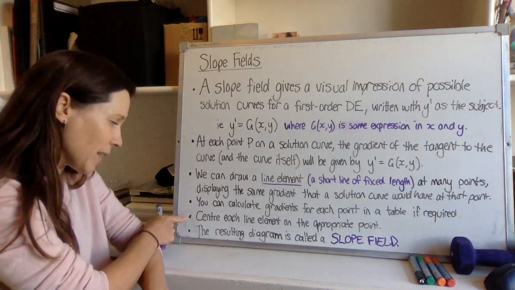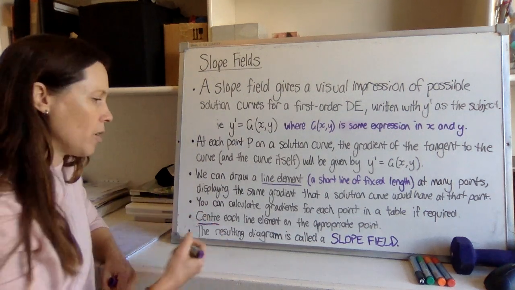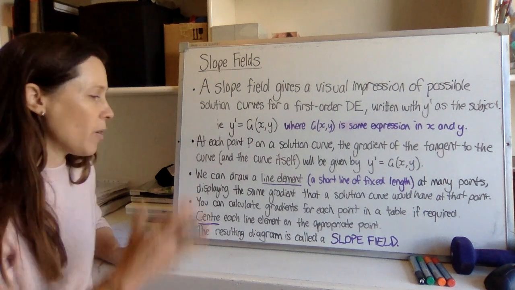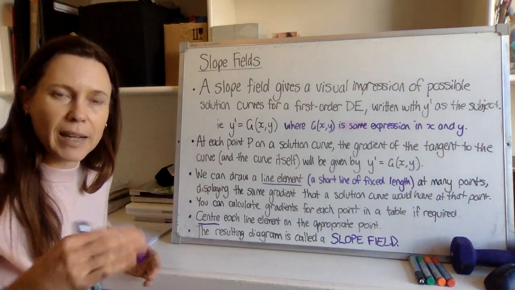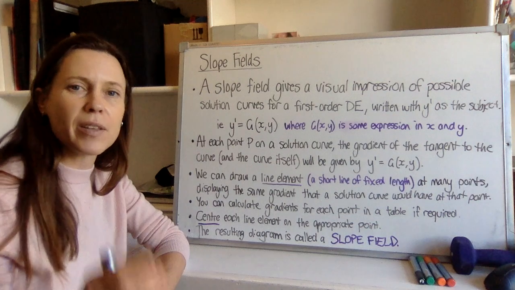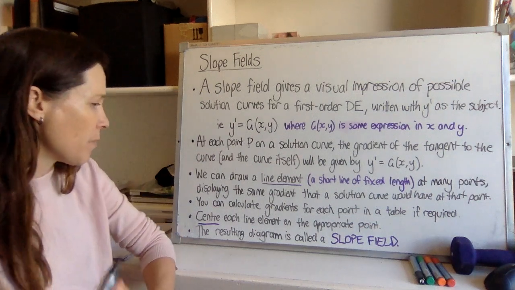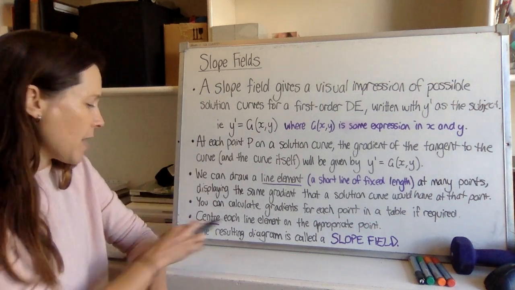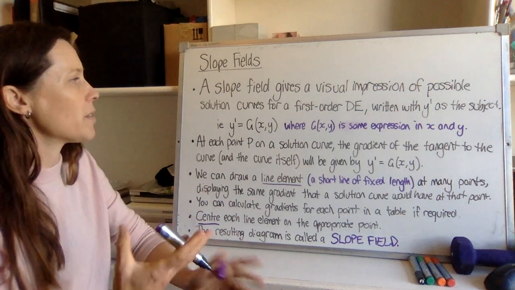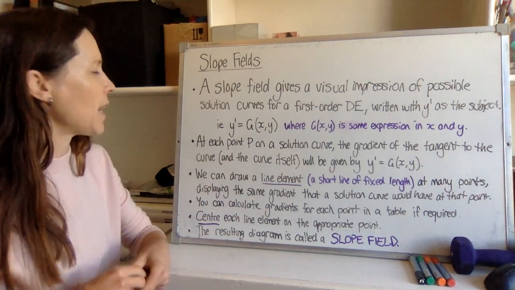Now, we want to center each line element on the appropriate point, so on basic points of the Cartesian plane, and you'll need your graph paper for this so that you can easily work out gradients. We'll create our line elements, and the picture that we make is called a slope field. So let's have a look at how we can make one.